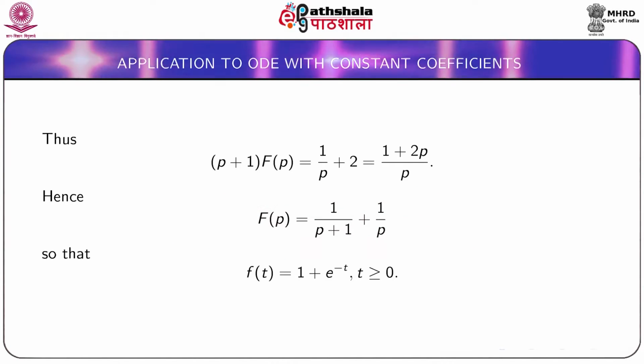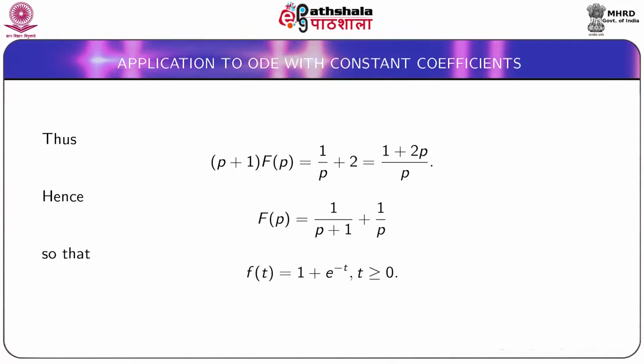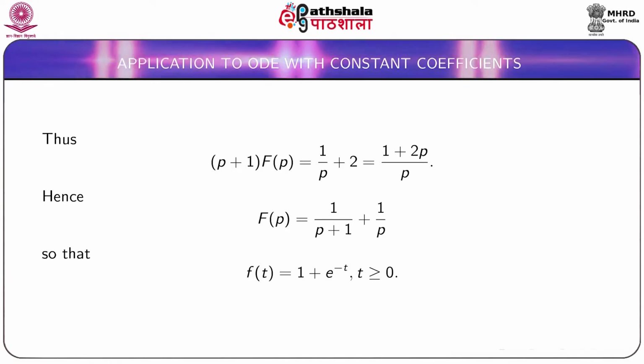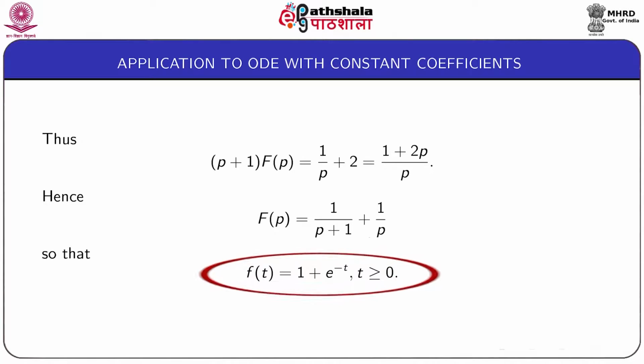by p. Now, 1 by p is the Laplace transform of 1 and 1 by (p plus 1) is the Laplace transform of e to the power minus t. So, taking Laplace inverse of F(p), we get f(t) is equal to 1 plus e to the power minus t for t greater than or equal to 0, and this is the solution of the given differential equation.